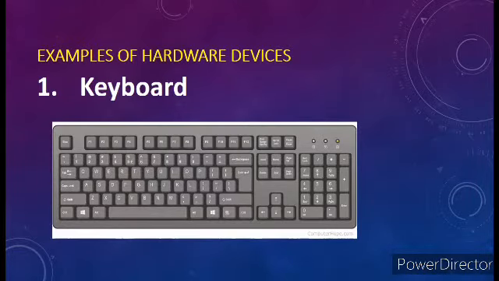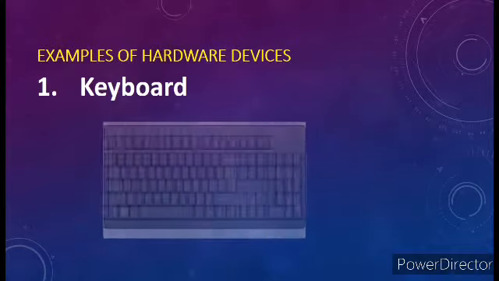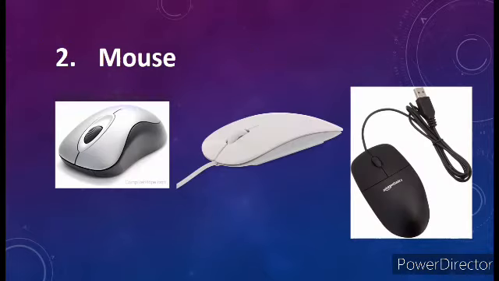Examples of hardware device, we have the keyboard. The keyboard is used to type in and select items on the computer. Next is the mouse. The mouse is an input device that is used to select items displayed on the monitor.